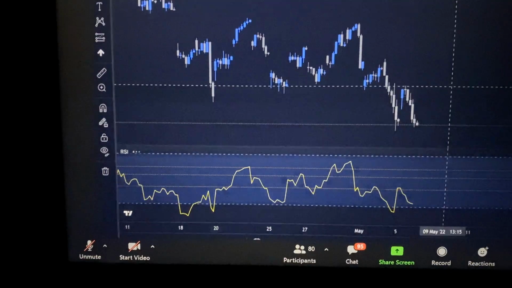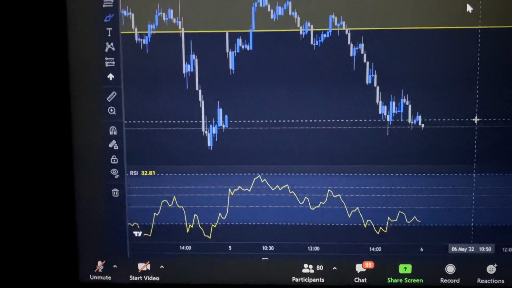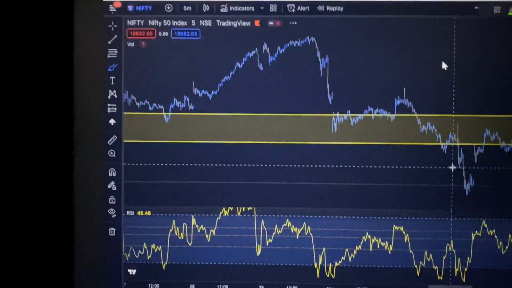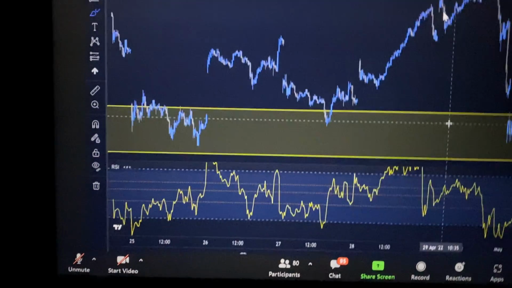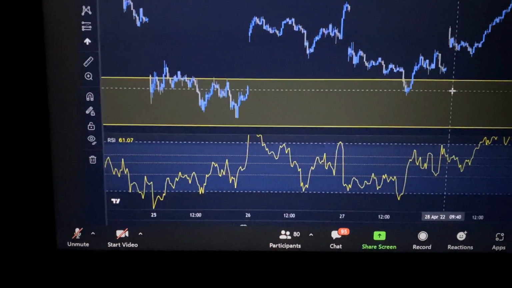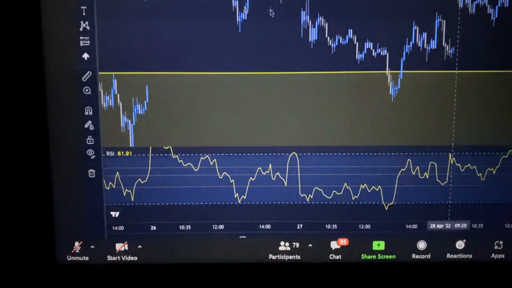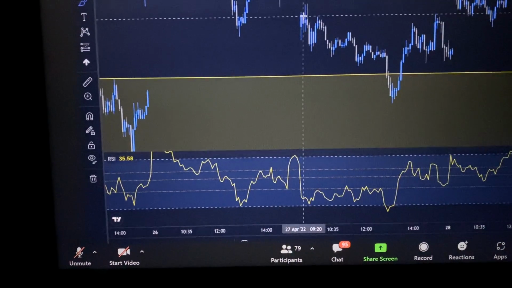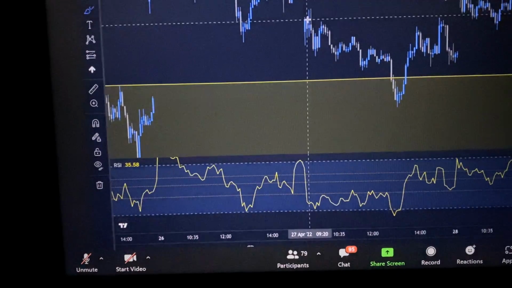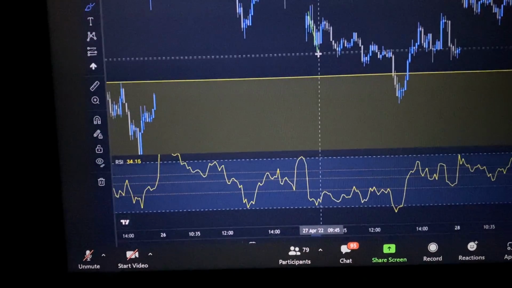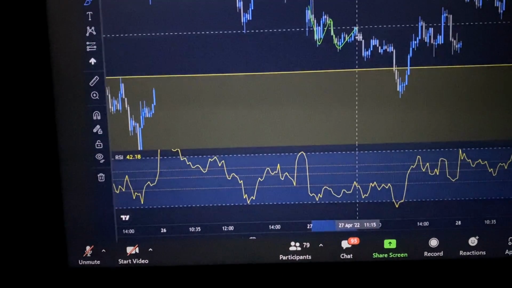So this is my intraday setup, Nifty 5 minute chart. A few days ago there was a very good example. Now in this case, this is something that we had already discussed, 27 April. I told you that the market was forming a lower high, lower low.